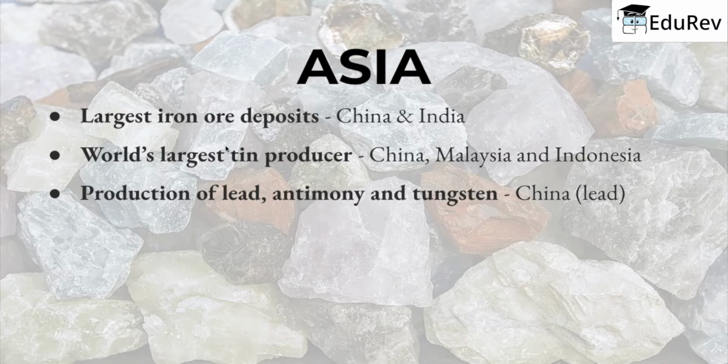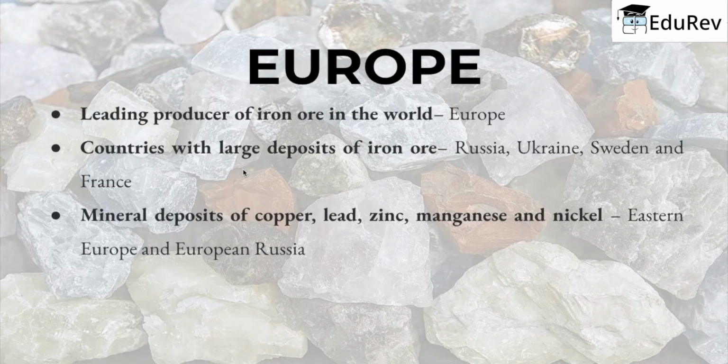So in Asia, the largest iron ore deposits are in China and India. Then the world's largest tin producer is going to be China, Malaysia, Indonesia. And the production of lead, antimony, and tungsten. Who is the leader? It's written, it's China. Next comes your Europe.